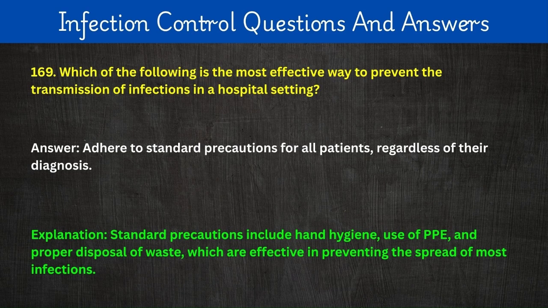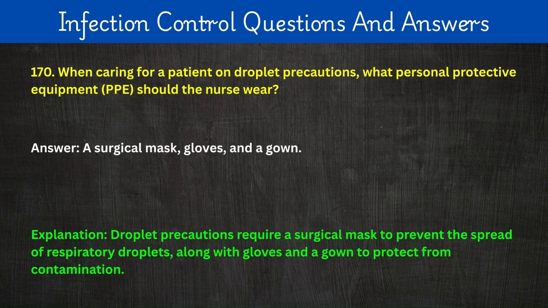169. Which of the following is the most effective way to prevent the transmission of infections in a hospital setting? Answer: adhere to standard precautions for all patients, regardless of their diagnosis. Explanation: standard precautions include hand hygiene, use of PPE, and proper disposal of waste, which are effective in preventing the spread of most infections.